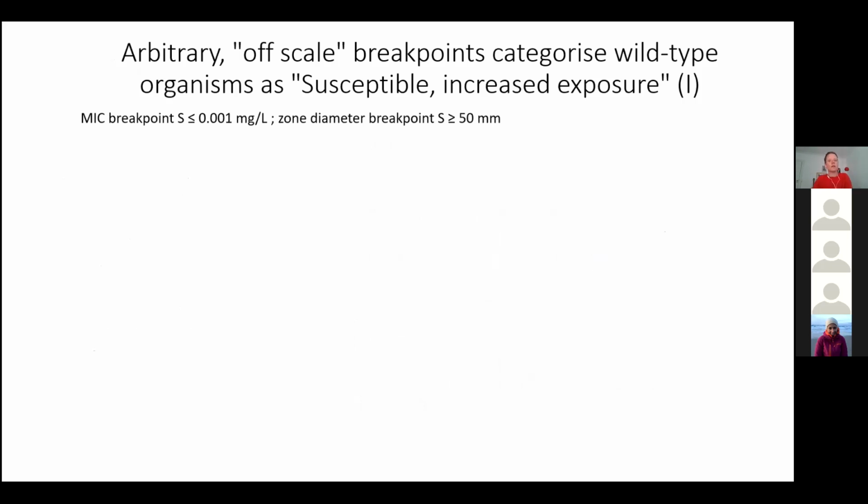And to show that in the breakpoint table, EUCAST and NordicAST use arbitrary off-scale breakpoints to categorize these wild type organisms as I, as susceptible increased exposure, where that is applicable. These arbitrary off-scale breakpoints are an MIC breakpoint of S less than or equal to 0.001 milligram per liter, and a zone diameter breakpoint of more than or equal to 50 millimeters.